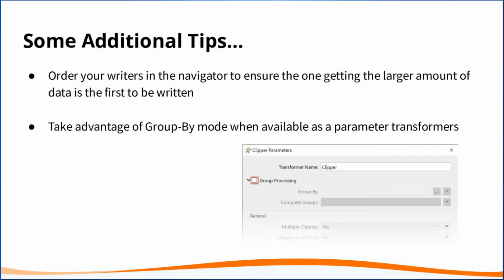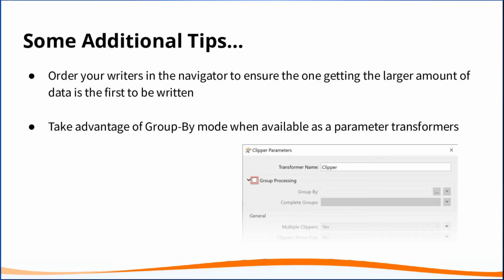Just some additional tips here. Another really good way to reduce time is to reorder your writers. For example, this can be changed in your navigator, and the writers listed first on the list are the writers that are going to be processed first. And by ordering the writers from largest to smallest can really help you keep that larger data from being cached in your memory while you're writing out your data.